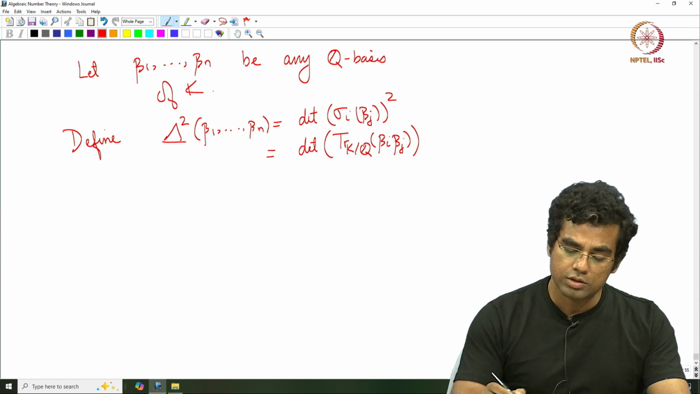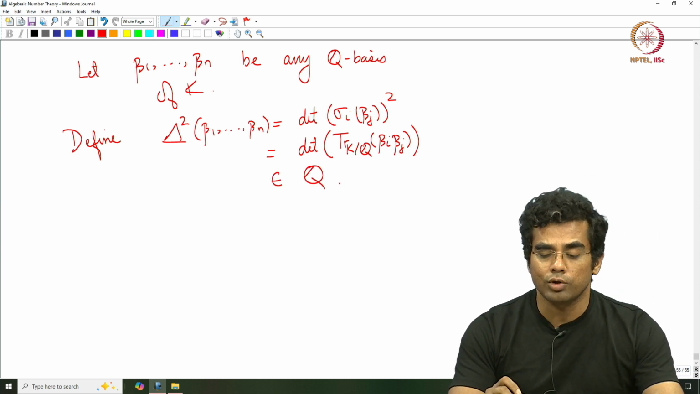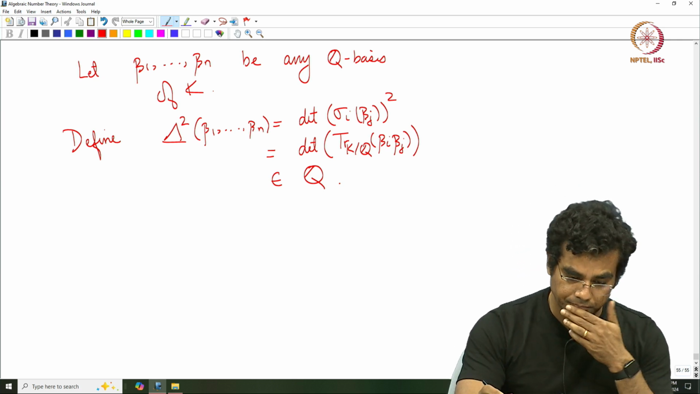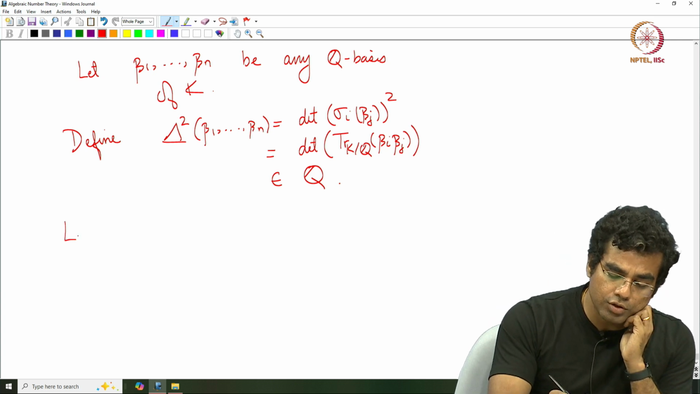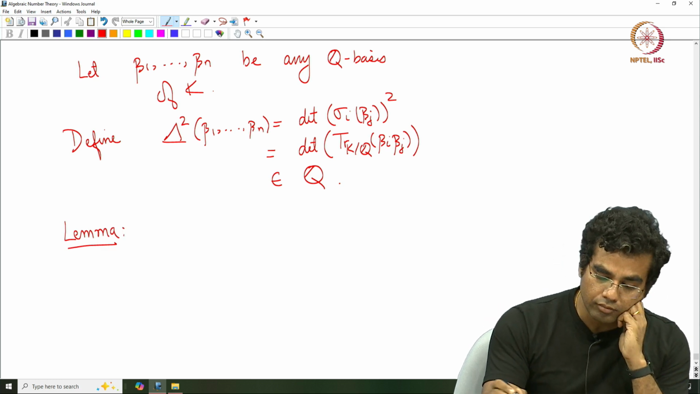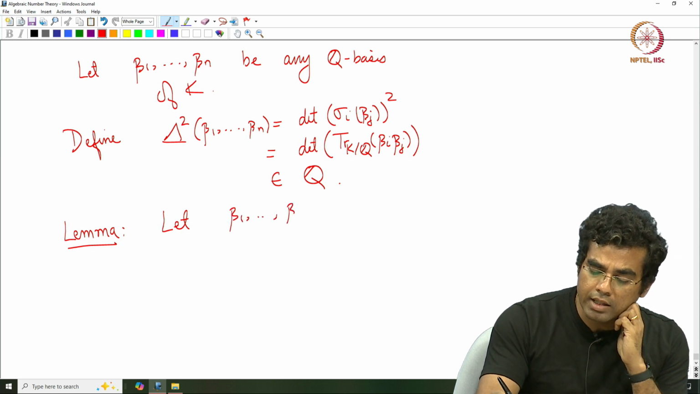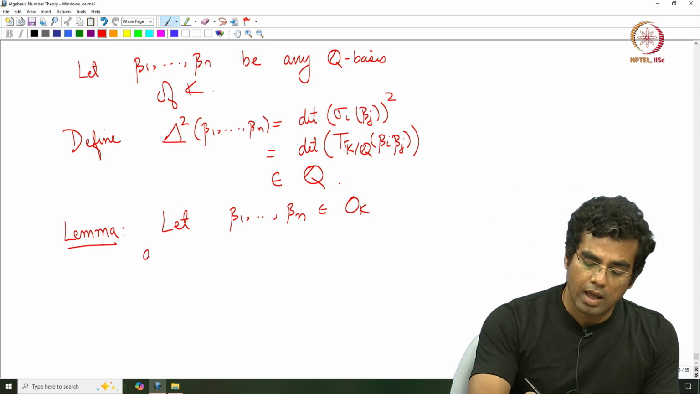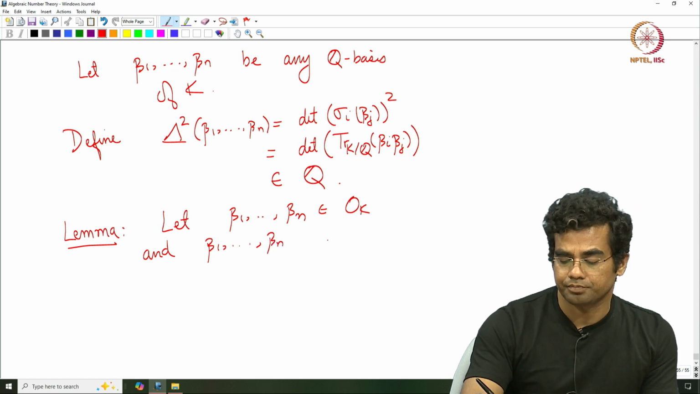Okay. So, this is again in general a rational number, right. So, if you did all the exercises that I gave you before, you would be able to prove all these things easily. All right. So, why is this useful? Well, one of the reasons why it is useful is because of the following lemma. So, let beta 1 up to beta n be elements of OK.